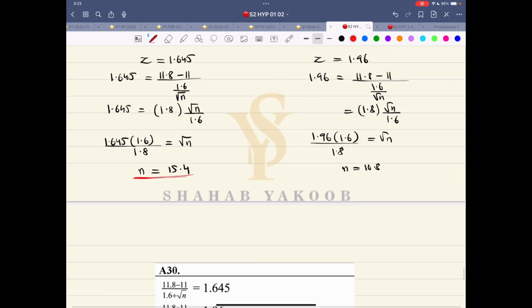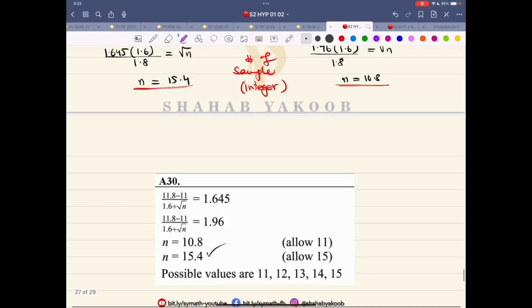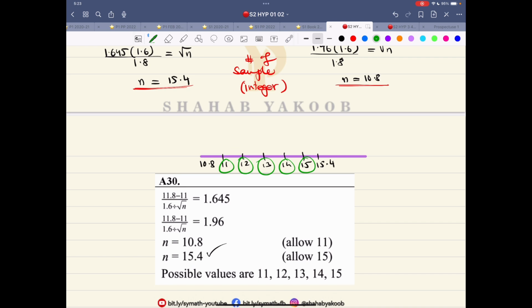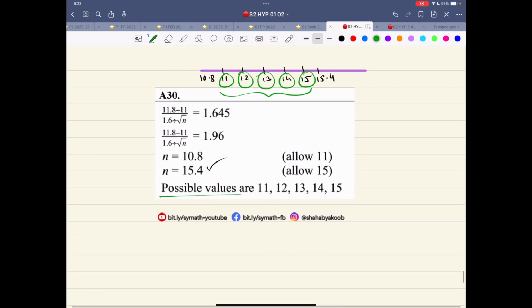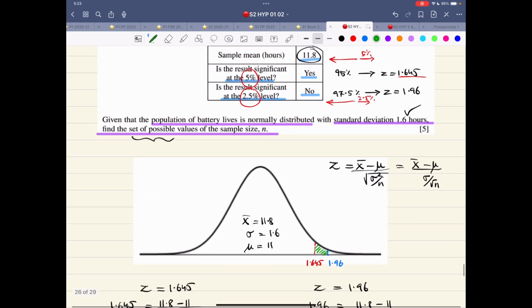Now, the value of root n lies between 10.8 and 15.4. But we know that the sample size, that is n, has to be definitely an integer. So let me draw a number line. Let me mark over here 10.8, and then I have integers 11, 12, 13, 14, 15, and somewhere here is 15.4. It's not drawn to scale. What are the integer values that lie in between? These are the 5 integer values, and that is exactly what they are looking for. They are looking for the set of possible values for sample size n. All you have to do is make sure that you write it as an integer.